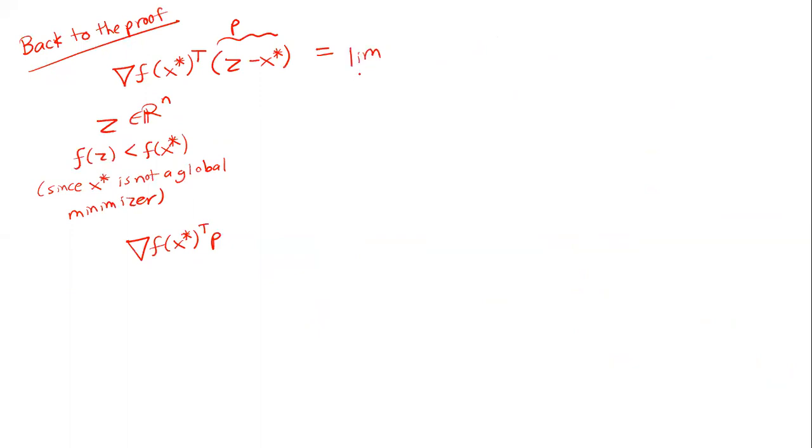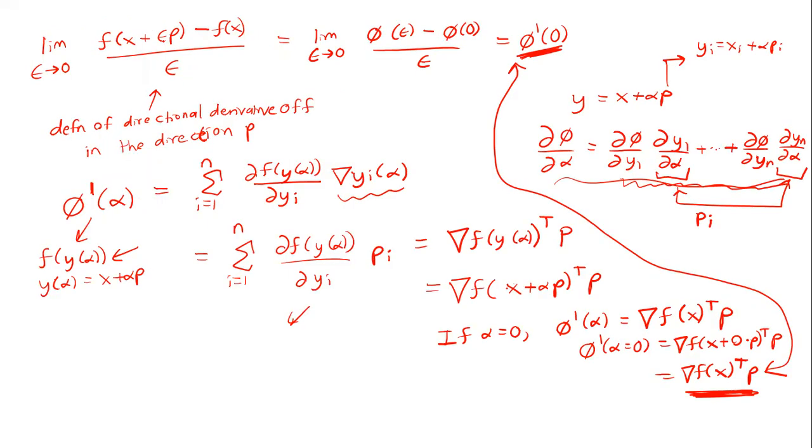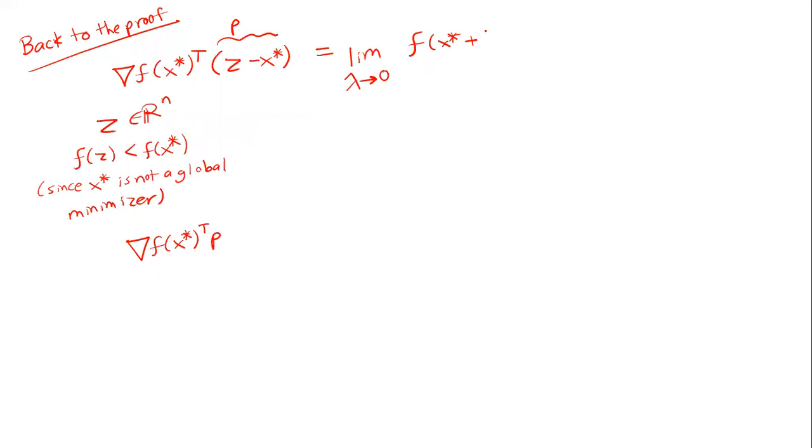So it's the limit as lambda goes to 0 of f of x star plus, and then making analogy back here, we've got to write some type of interesting epsilon-like thing here. So here we're going to use lambda times my p, so z minus x star, minus f of x star, over lambda.